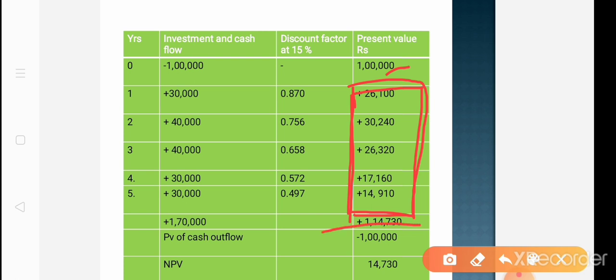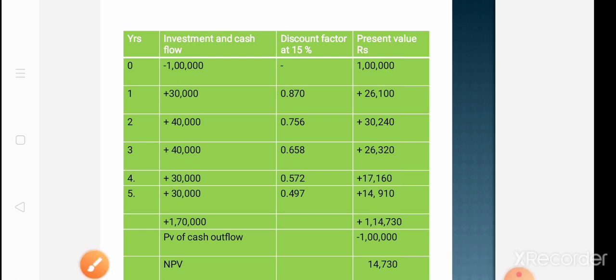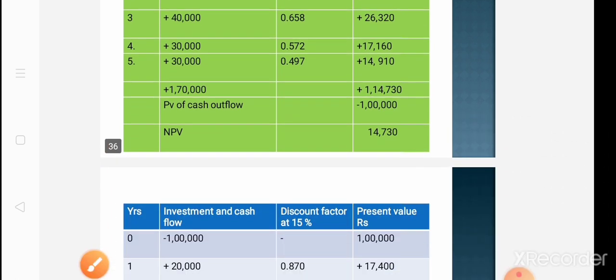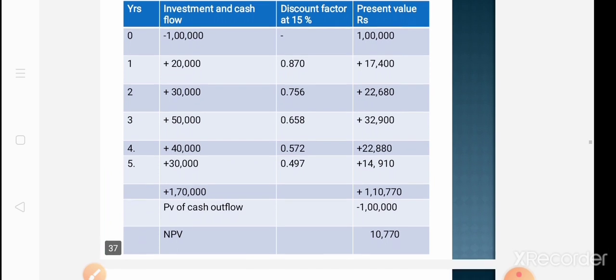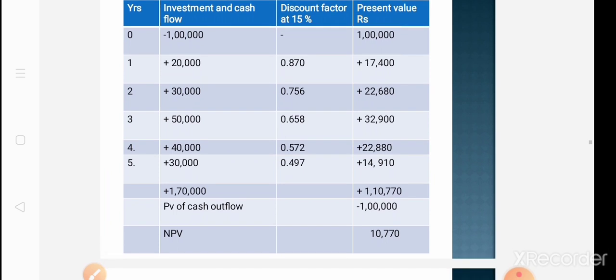Then we want to find out the NPV here. For that, we are deducting the present value of cash outflow, that is 1 lakh. Here you can see the investment amount, 1 lakh. So we are deducting the outflow, the investment amount, from the inflows. So you will get 14,730 here.